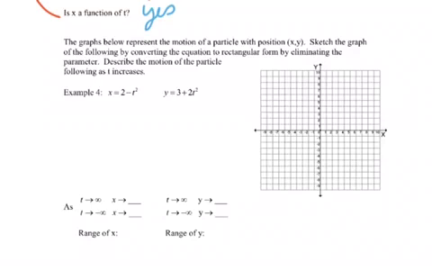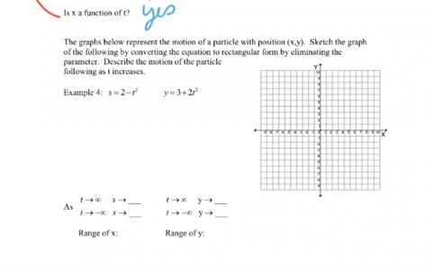And by the way, a lot of times these are also represented, instead of writing them like this, they'll just write them as 2 minus t squared, comma, 3 plus 2t, or they'll even make it a vector and put our little vector symbols on there. Now the question here was to convert this to rectangular.